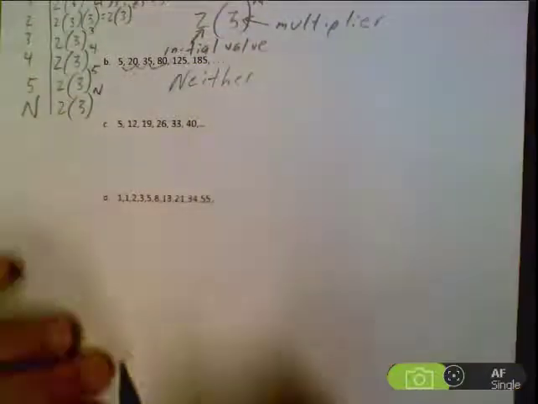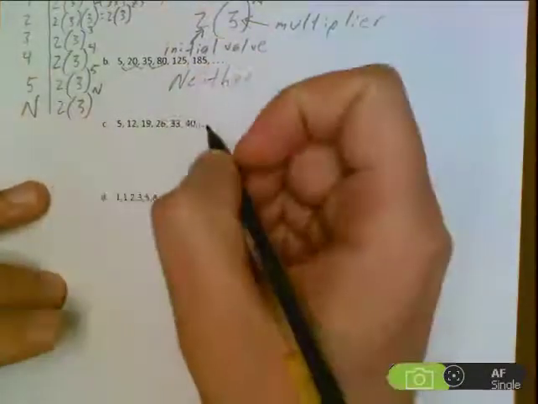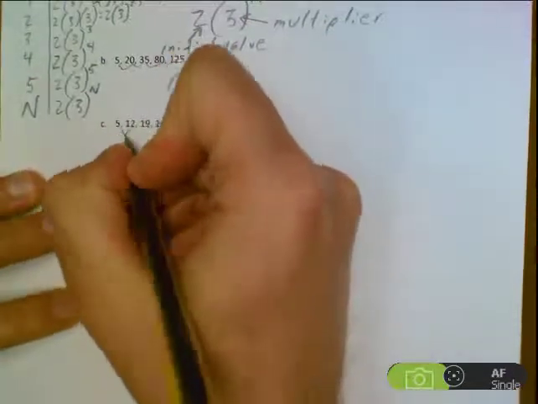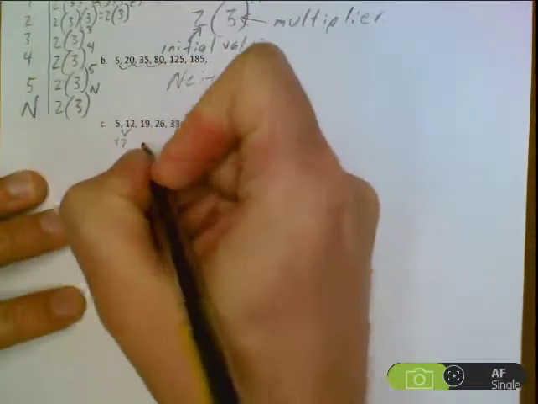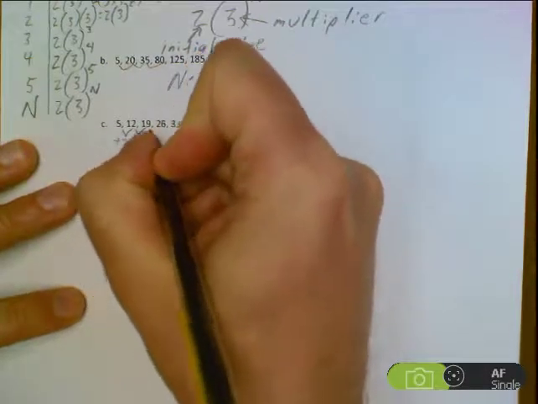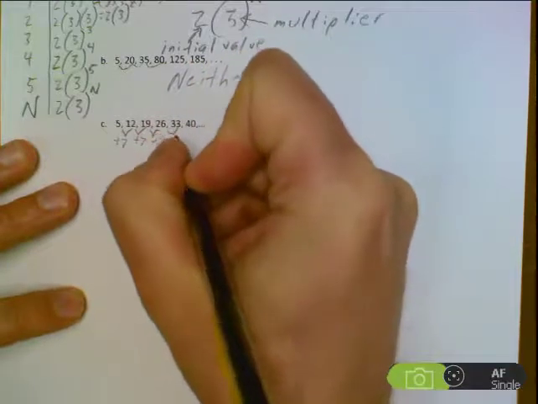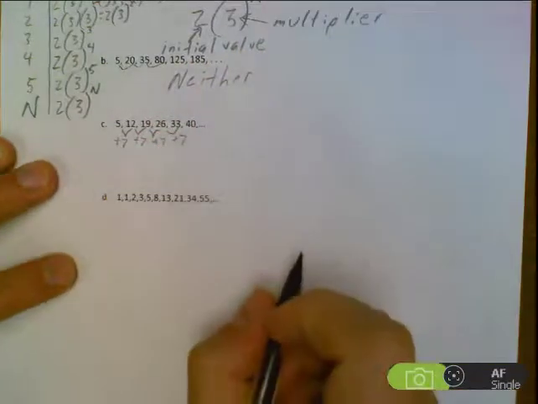All right, let's take a look at this third one down, C. We're going 5, 12, 19, 20. Okay, so let's first try to see maybe it's arithmetic. So we add 7. That means we'd have to add 7 each time. Add 7. Add 7. Okay, so this one is going to be arithmetic by adding 7 each time.